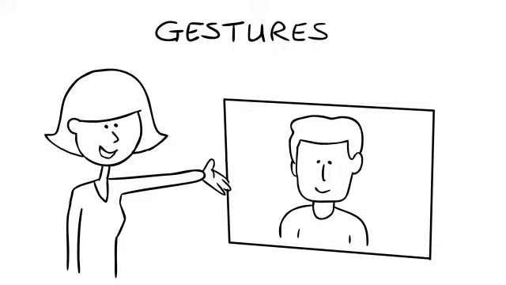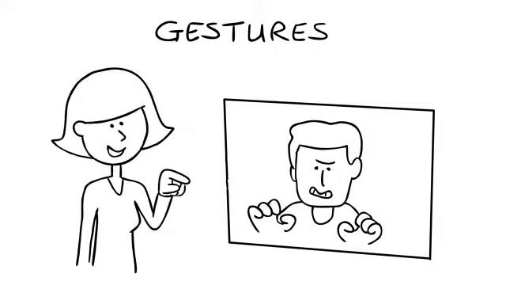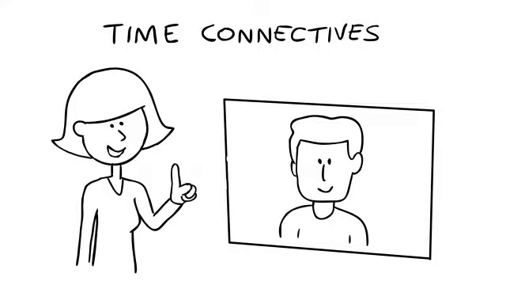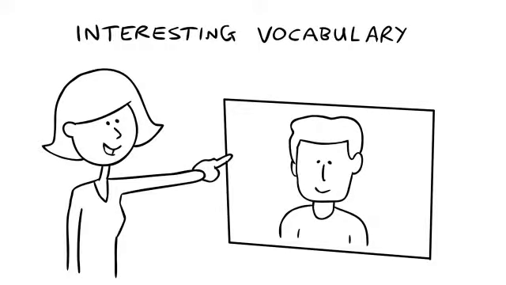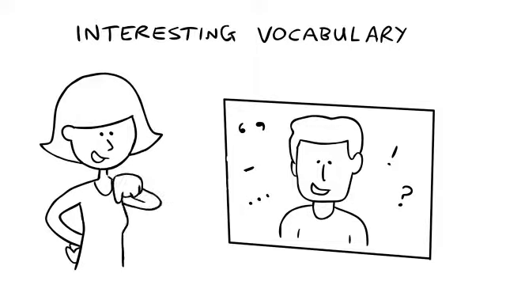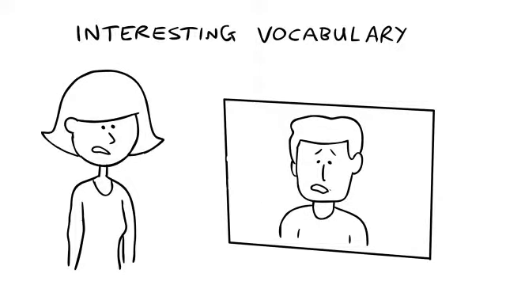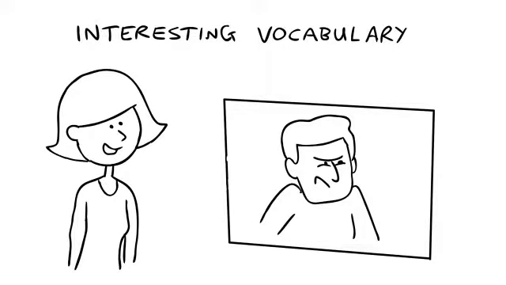Gestures. They use their hands and body to express emotion and punctuate scenes. Time connectives, like once, a long time ago, or suddenly. Interesting vocabulary. Descriptive language describing different characters and their actions. Suddenly, the wood fairy, with a face like thunder, stormed into the room.